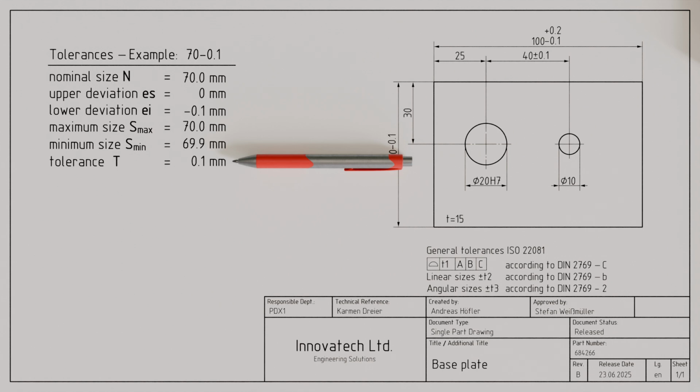It is important to note that the upper deviation does not always have to be positive, and the lower deviation does not always have to be negative. Both the upper and the lower deviation can be either positive or negative.